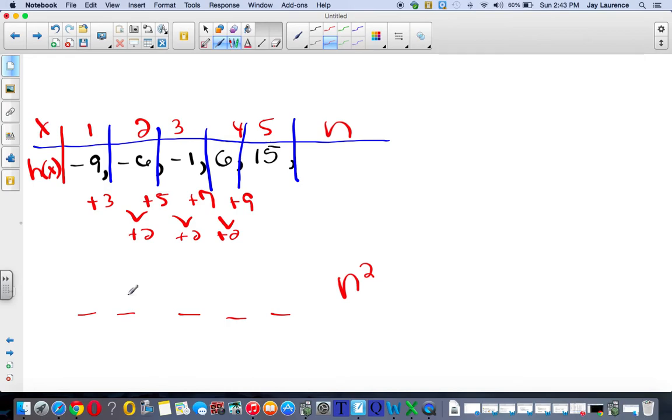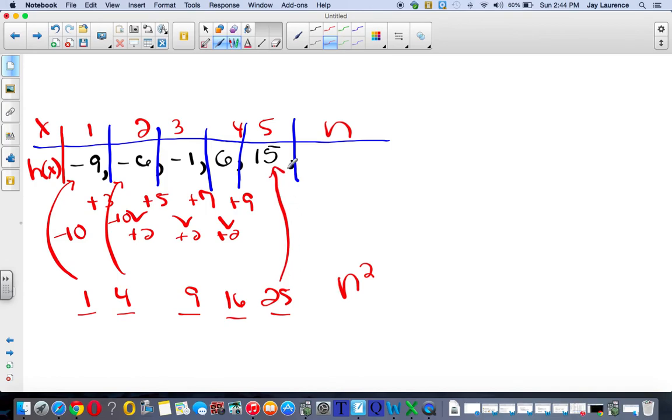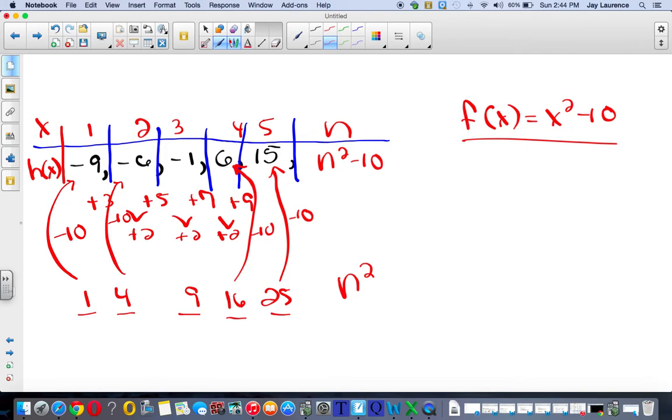Do my little comparison line. 1, 4, 9, 16, 25. I got those by squaring 1, 2, 3, 4, and 5. And it looks like I'm 10 too big. It might be hard for you to see, but it's easy right there. 25 minus 10 is 15. 16 minus 10 is 6. So it'll be n squared minus 10. My function will be f of x equals x squared minus 10. And there you go. There it is.